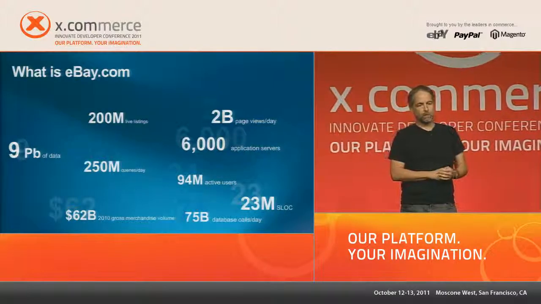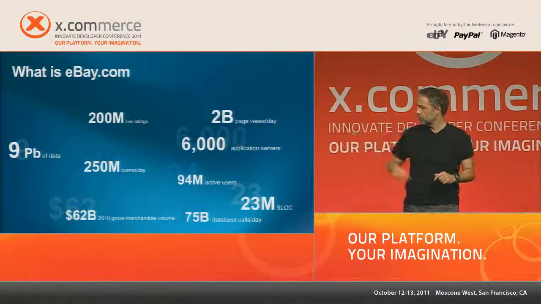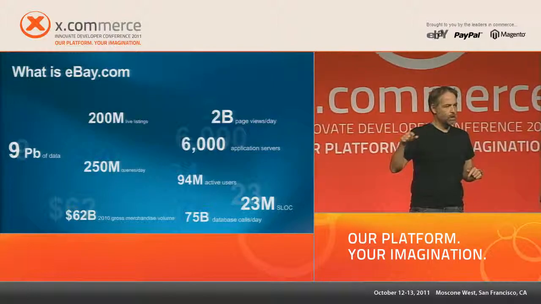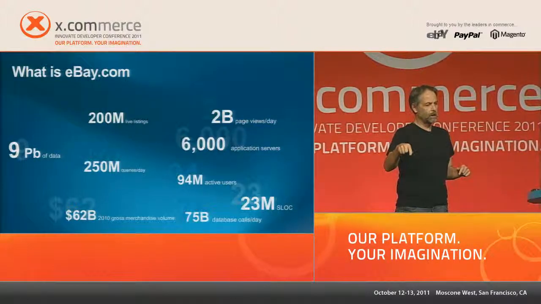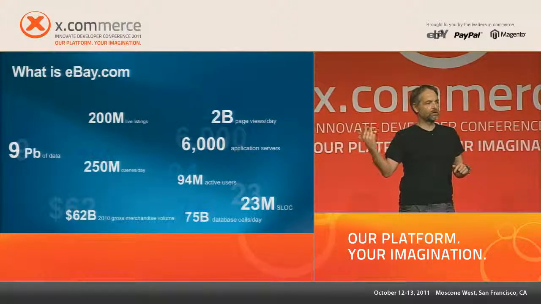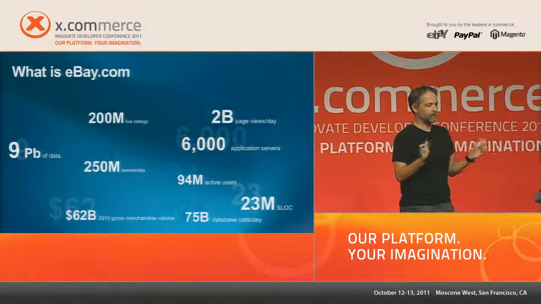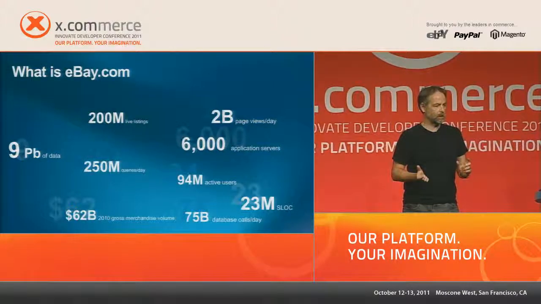The other aspect that we had to take into account is the availability. If you look at the numbers, we have 62 billion dollars of goods sold every year. That translates into around $2,000 per second. So if the site is down 1 second, it means that our sellers may lose $2,000, right? So that's very important. Those are two elements that we had to take into account.